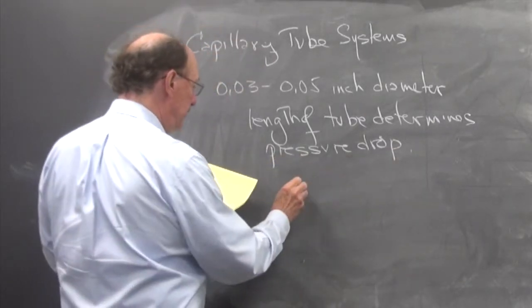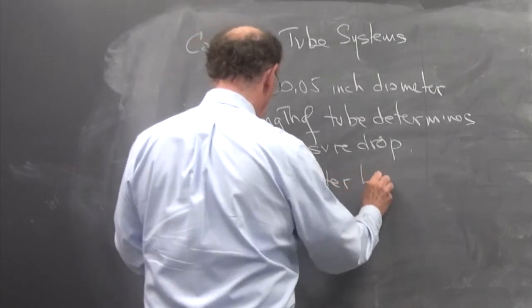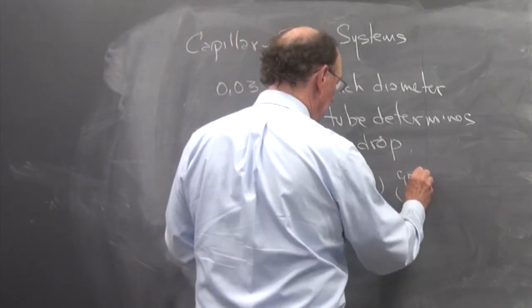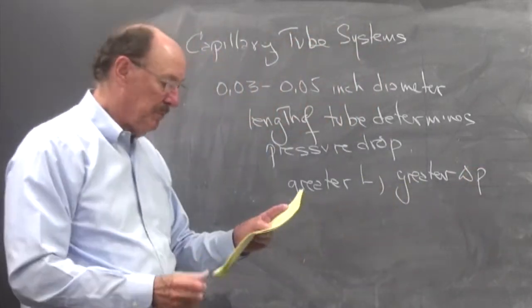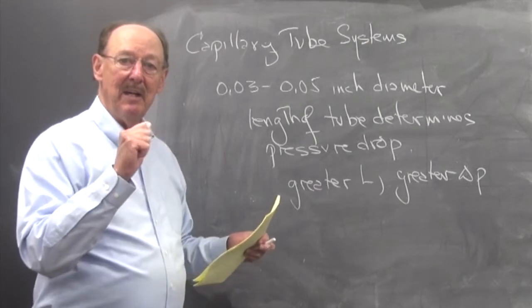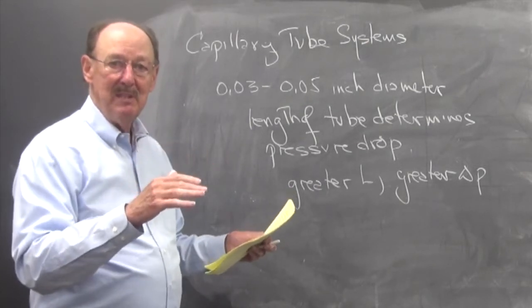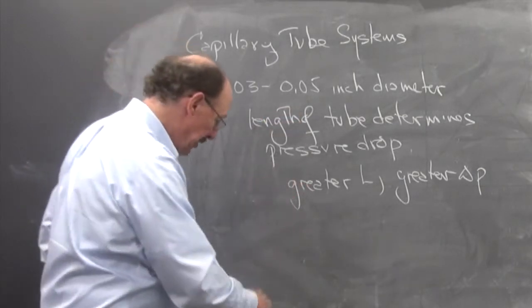So the greater L, the greater delta P. And so that's how we size it. And so rather than a valve, which is expensive, regulating this, we have just a capillary tube. So it's a very simple pressure drop mechanism.